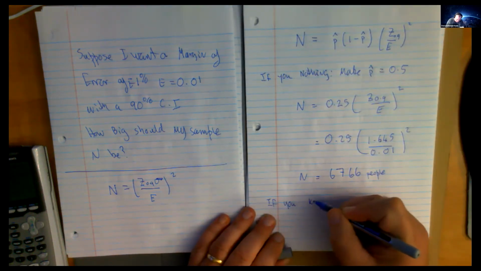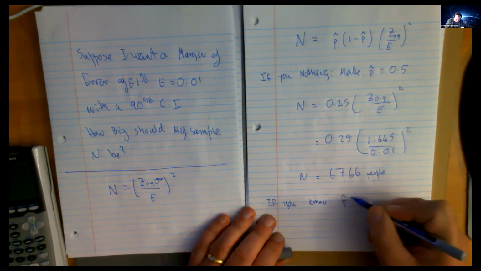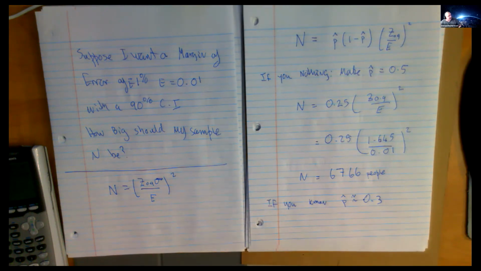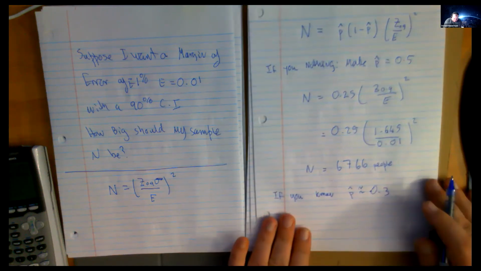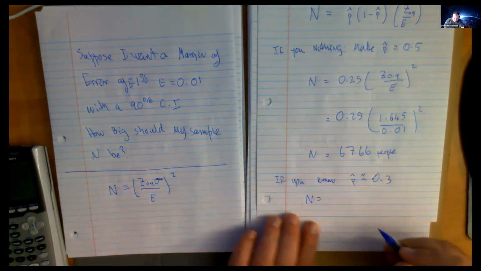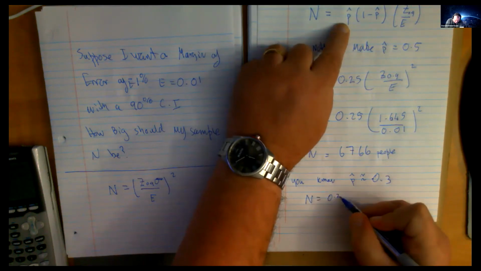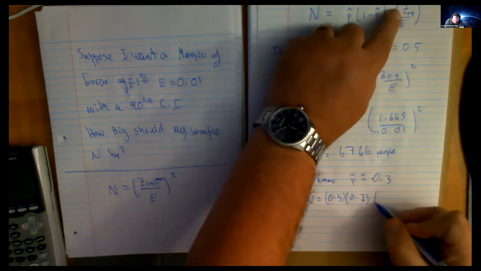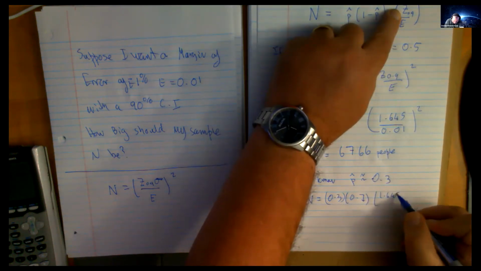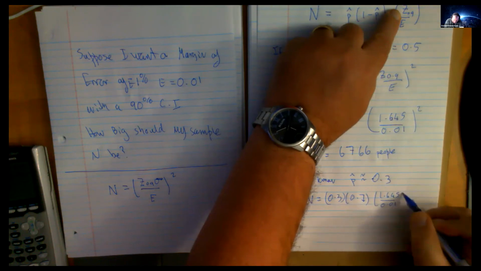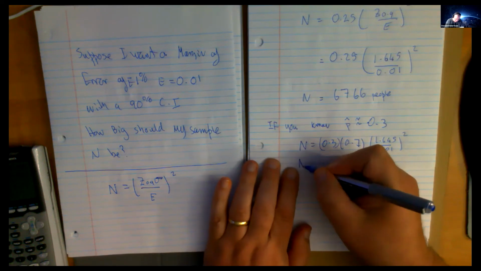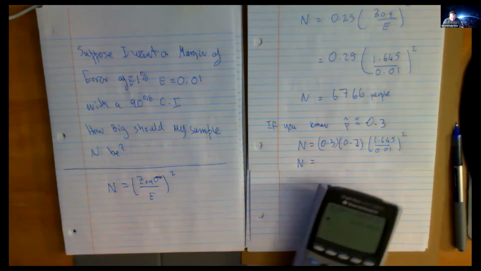If you know that p hat is probably, I'll pick a number, 30%. Now how you would know that, I haven't a clue, but let's say you did, right? The number is now going to be p hat 0.3, 1 minus p hat 0.7 times this mess, 1.645 over 0.01 squared. See what that looks like then.